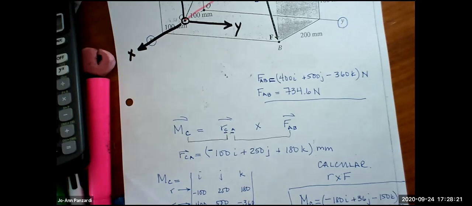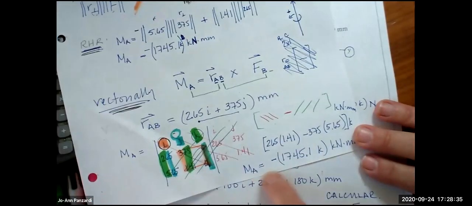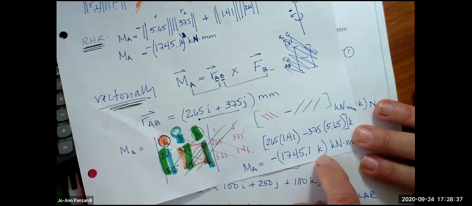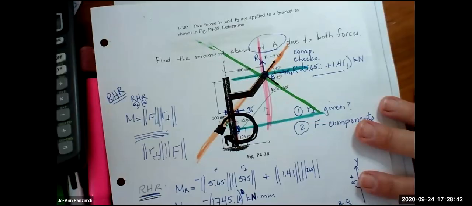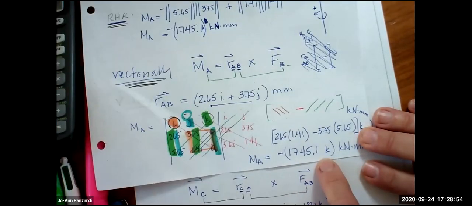We were always getting only the Z component. In all the 2D problems, we only got a moment about the Z axis, and that's why I kept putting K. Let me finish my sentence. In this problem, the forces and the distances were all in the XY plane, so the only moment I got was a spin in the Z.